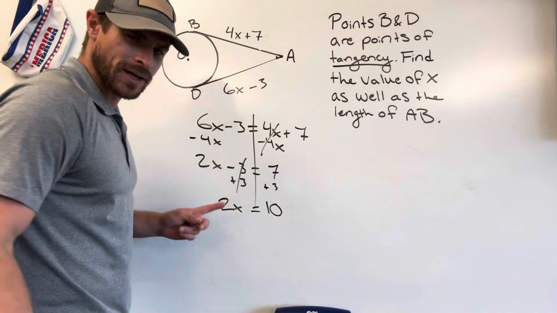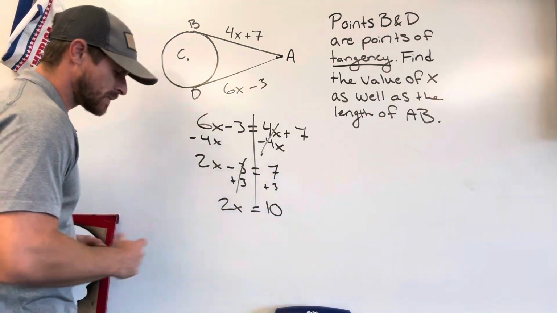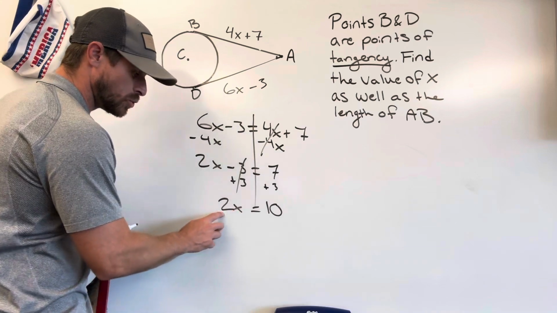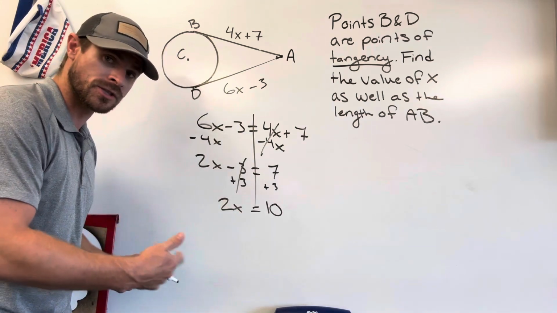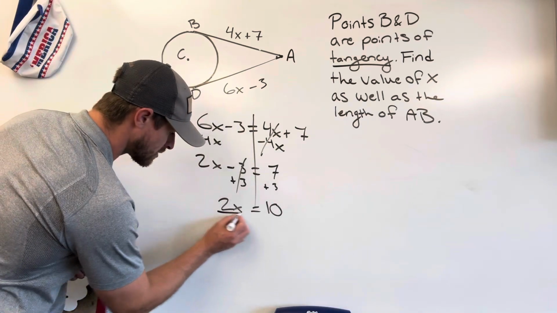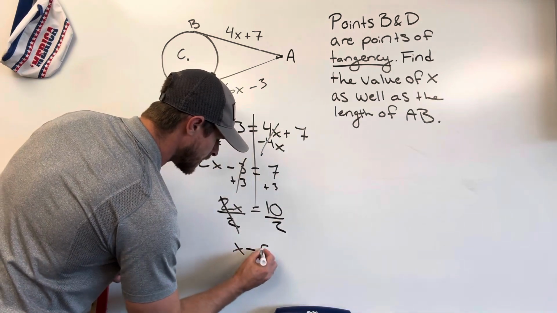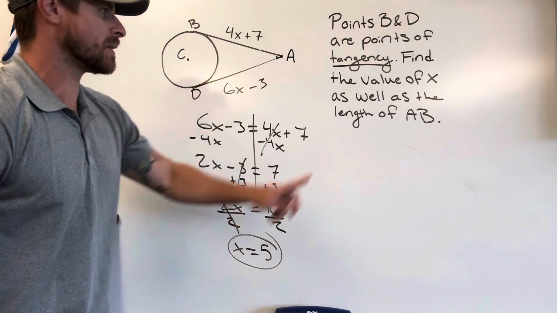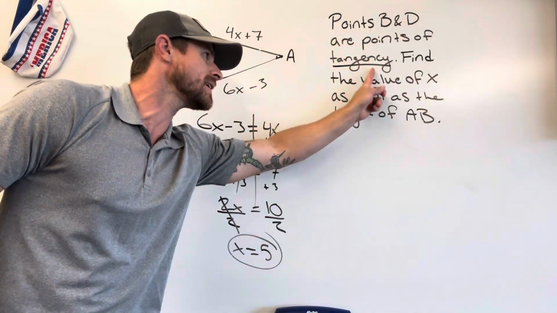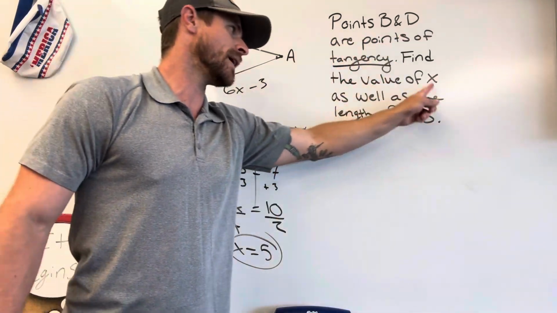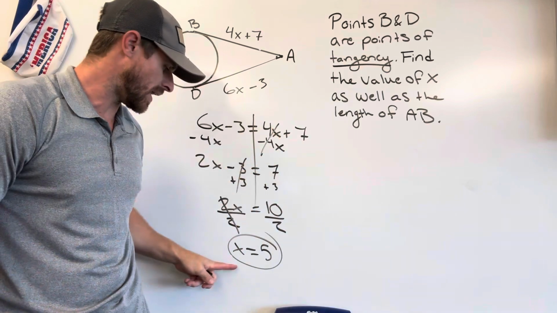So we can imagine what x is right now, but let's just finish it out. 2 attached to x just means 2 times x. Inverse operations, opposite of multiplying is dividing. So we're just going to divide by 2, and we are left with our answer of 5. Now, don't stop there, because it said points B and D are points of tangency. Find the value of x. Hey, we got that, it's 5.